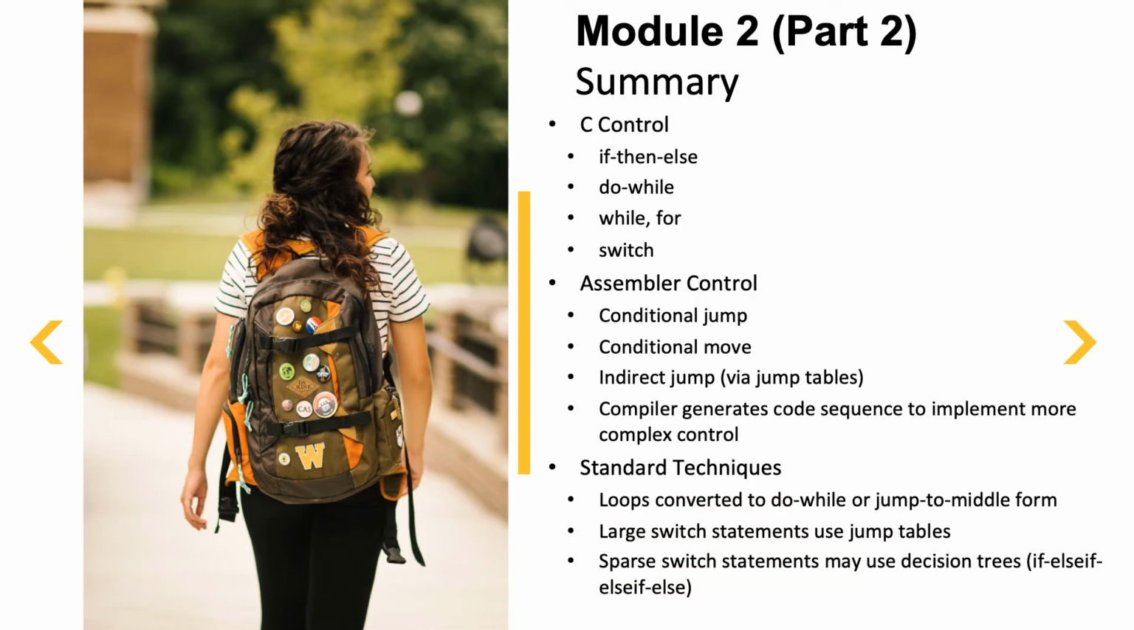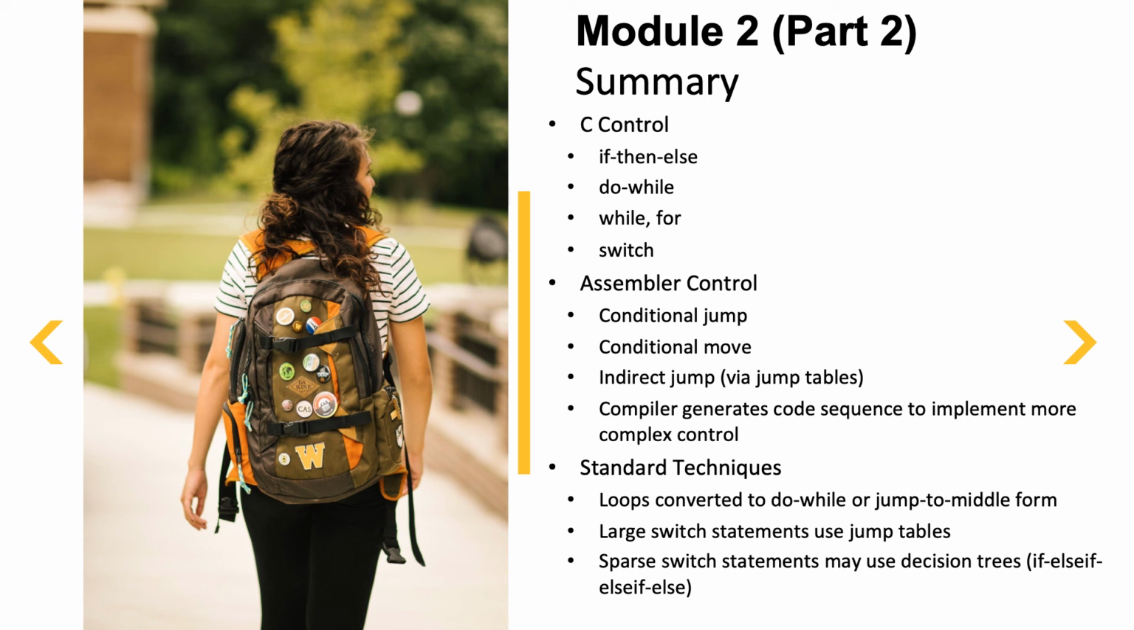So as you walk away from this video in Module 2, we want to make sure we understand control structures in C, if then else, do while, etc., the normal stuff that I'm assuming you've all seen before. We want to make sure that we understand how those things map to assembler control. The conditional jumps, the conditional moves, indirect jumps are important, and how the compiler generates code sequences to implement more complex control. And keep in mind that we've got some standard techniques of how we can get from this high-level stuff in C down to the assembly, which is a lot more low level and closer to what the processor actually does.